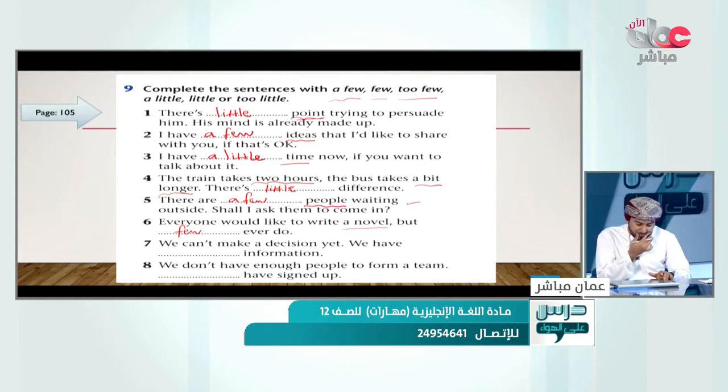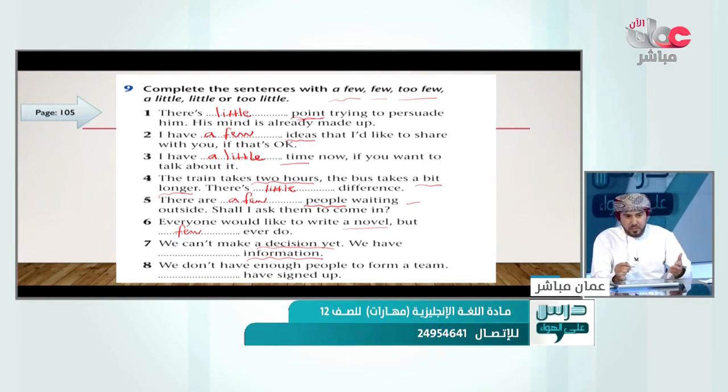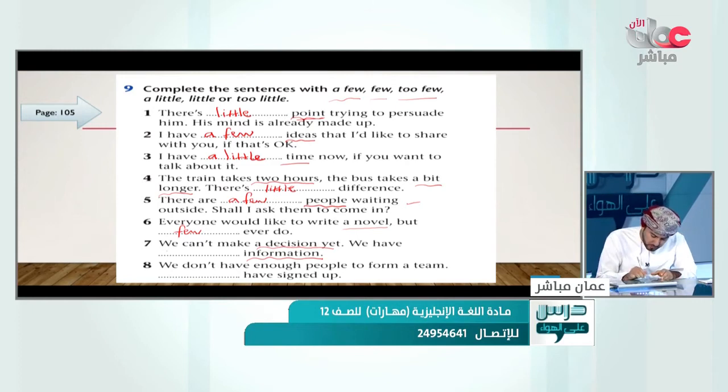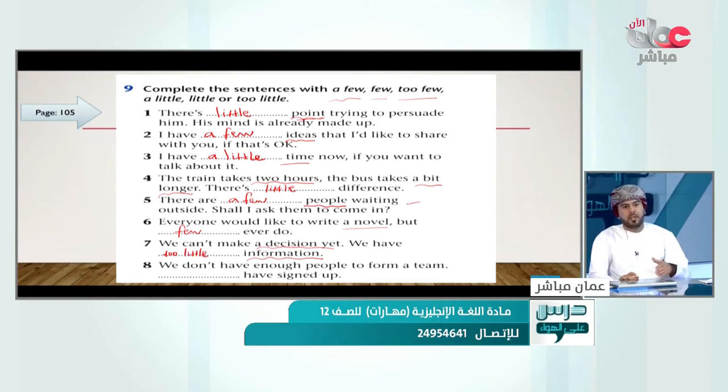Number 7: we can't make a decision yet. Why? We have information. Information is uncountable, so the answer will be "a little" or "too little". But why can't we make a decision? Because we have too little information. Even less than you expected, we don't have much information. So you are disappointed, and also you are not satisfied with this situation.